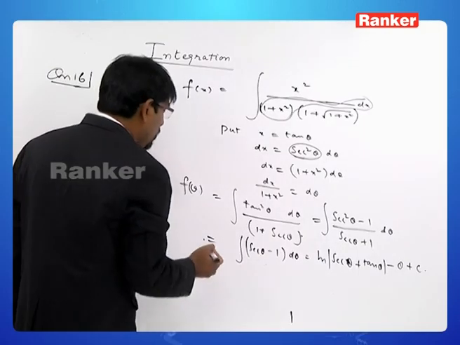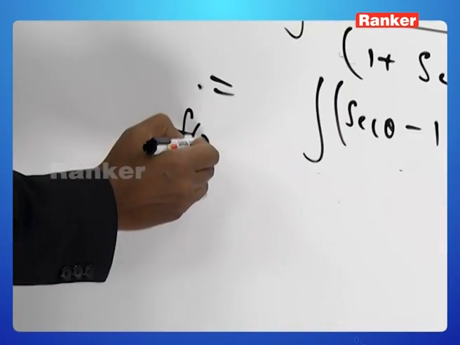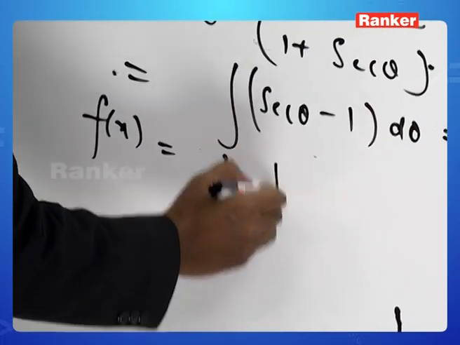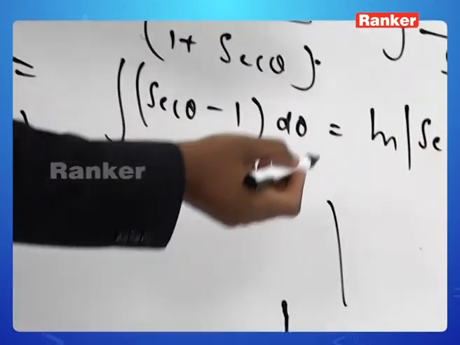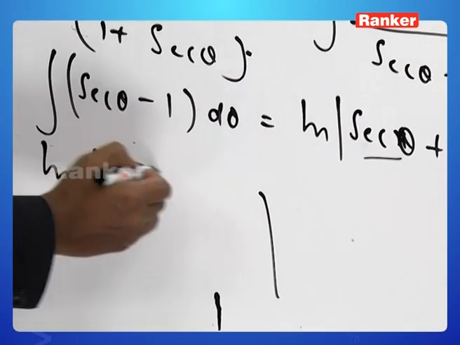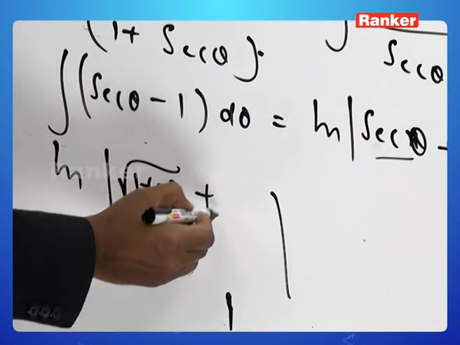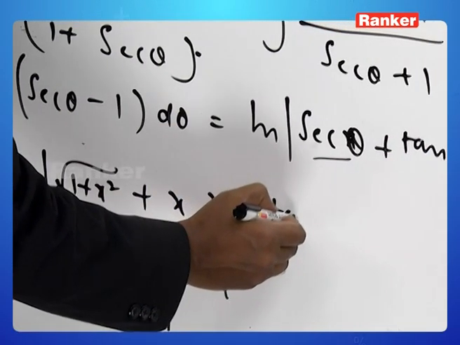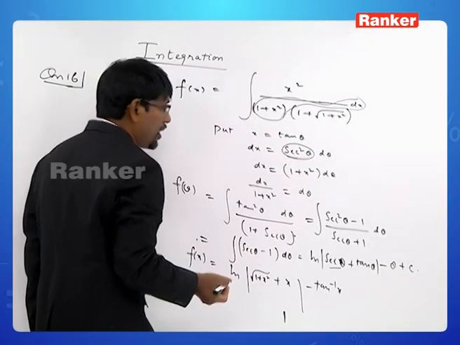Now let us get back to f of x. F of x is equal to, what is this? Secant theta we can write as root over 1 plus x square, plus x, minus tan inverse x, since theta is tan inverse x, plus c.